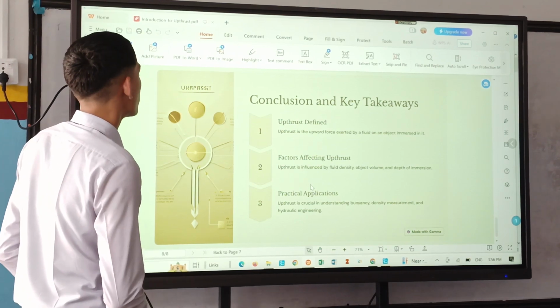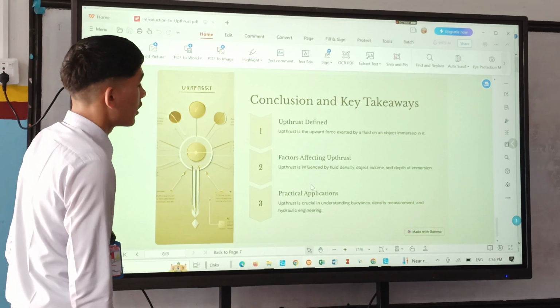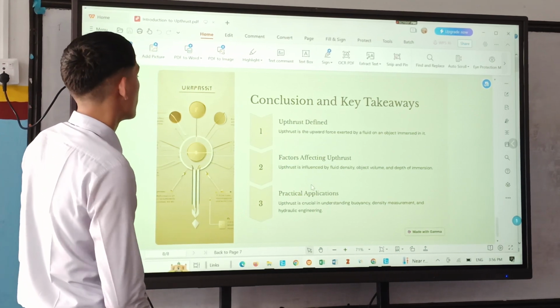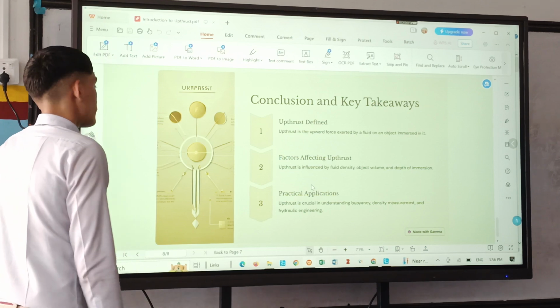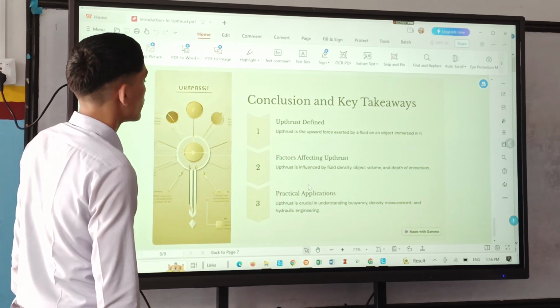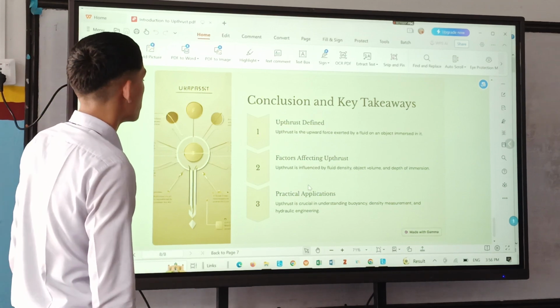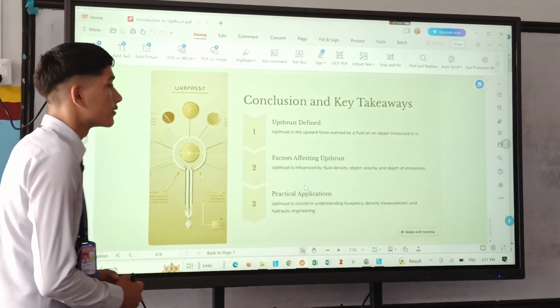Factors affecting upthrust: upthrust is influenced by fluid density, object volume, and depth of immersion. Practical application: upthrust is crucial in understanding buoyancy, density measurement, and hydraulic engineering. Thank you.